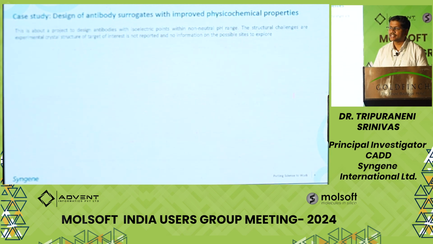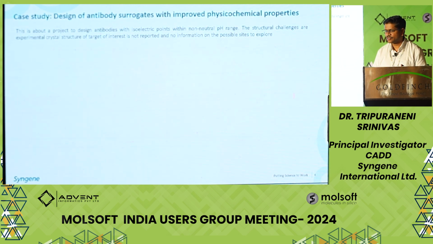The critical challenge over here is, again, even in this case, the target of interest crystal structure is not properly elucidated. You don't have the complete crystal structure. And the second concern is the activity should not be lost. It's not about the activity, but the main concern over there is to have a proper isoelectric pH. They want to improve the isoelectric pH of that particular antibody. So this was a major challenge.